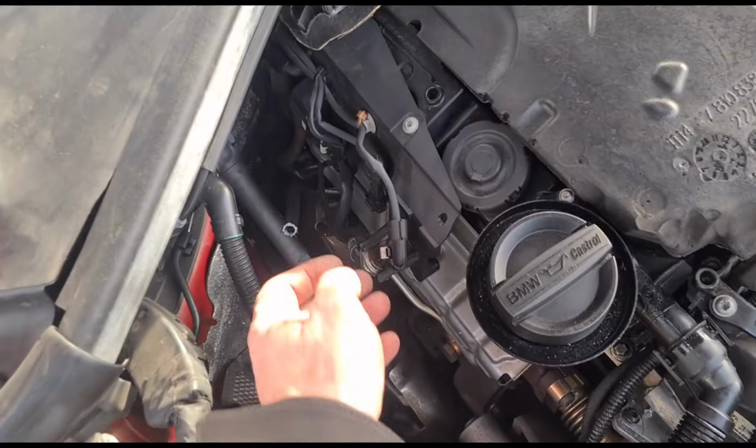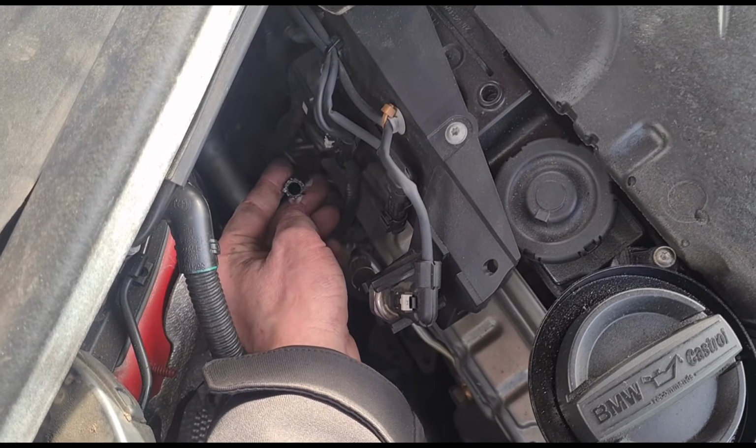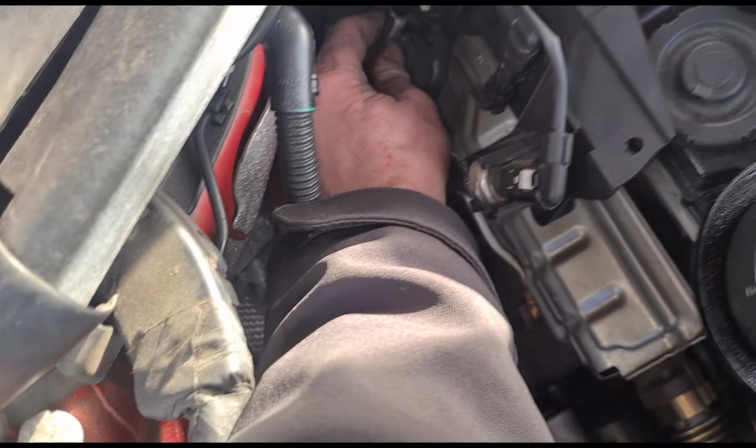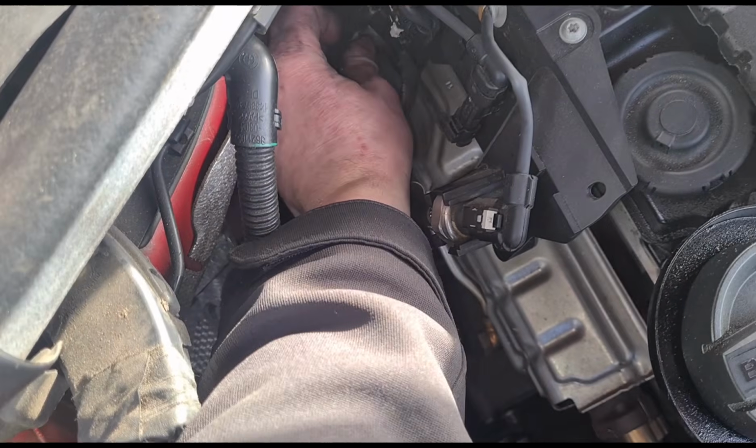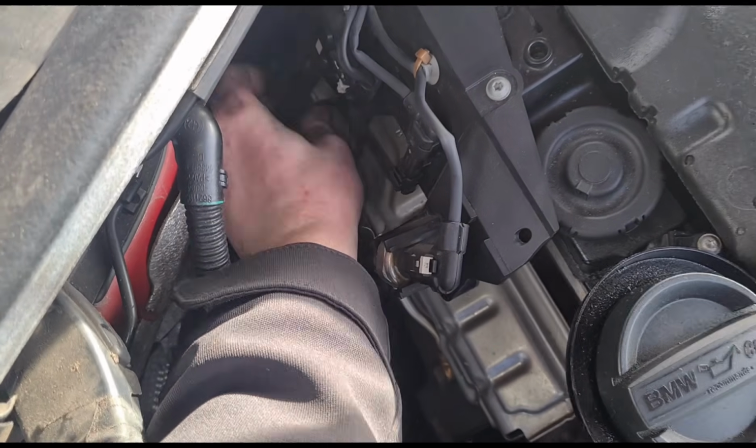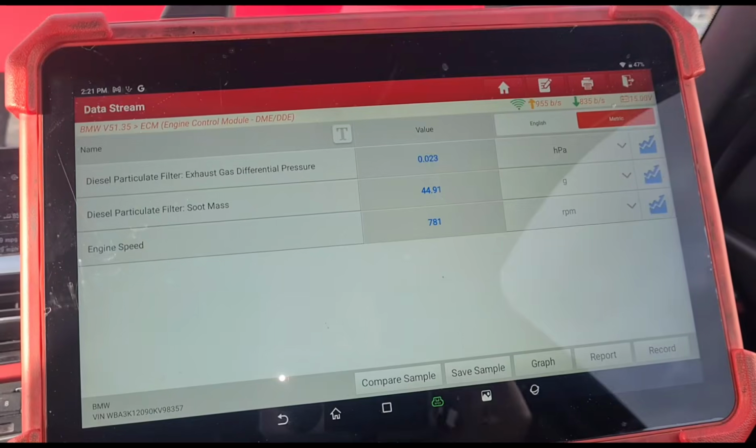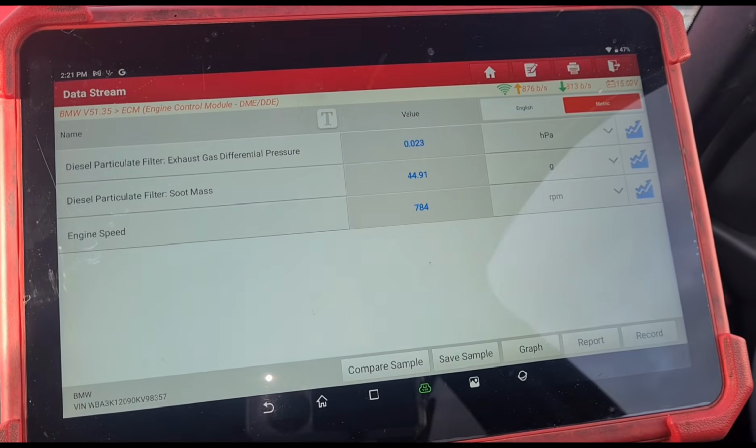Okay, now I've disconnected that. Just make sure that we're not getting any sort of fluid come back up the pipe before we reconnect it. Okay, now we're back in the car. We're going to look at these items again.